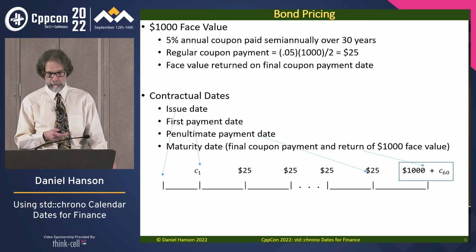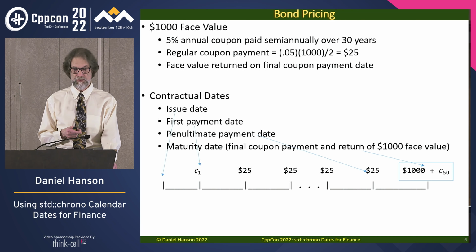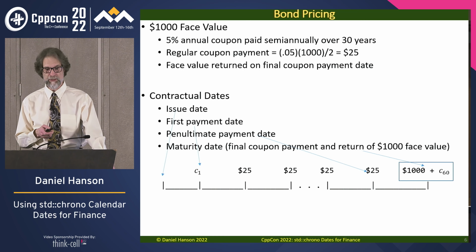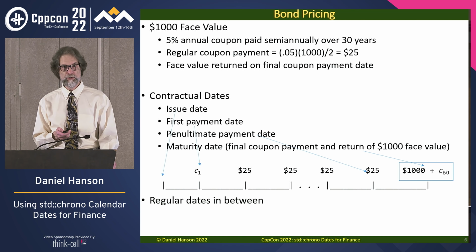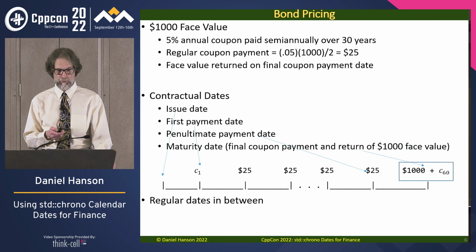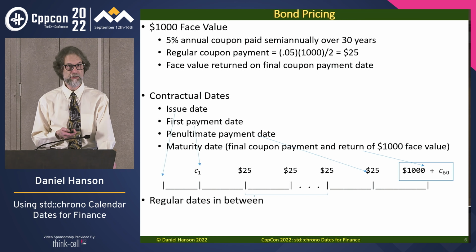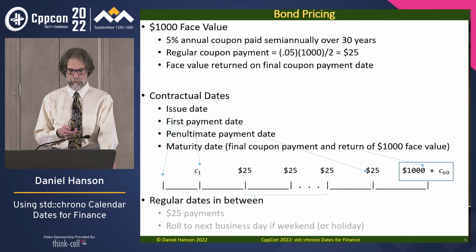You may notice here that I've left C1 and C60 as unknowns. We'll come back to that. The dates in between are called regular payments on regular dates. So you just get the $25 each time.